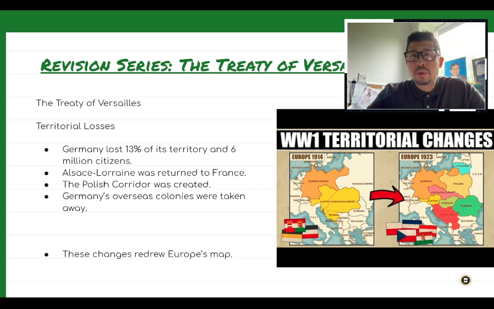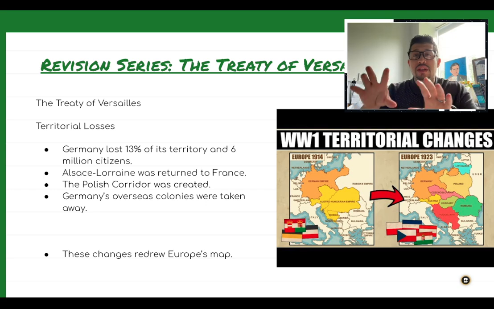Things like the Polish corridor are going to be used to create the country of Poland. The Saarland is going to become an independent state that's run as a mandate of the League of Nations. All these little different parts and regions of Germany.